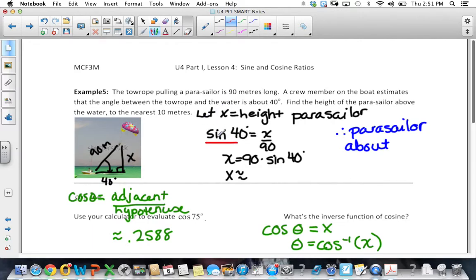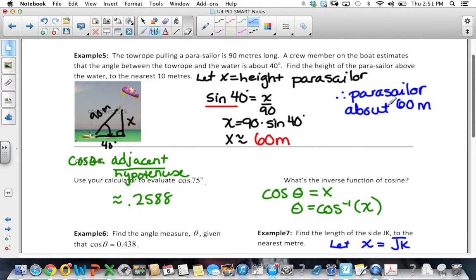So I set it up. Sine of 40 equals opposite over 90. Cross multiply, and I get approximately 60 meters. And because it's a word problem, make sure you clearly state your answer in a sentence. I don't have a sentence here, but you know what you're supposed to do. So the parasail is about 60 meters above the water.